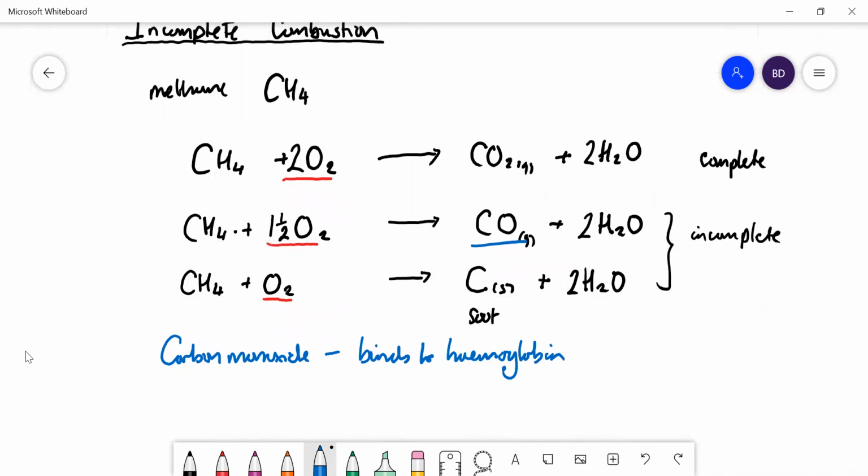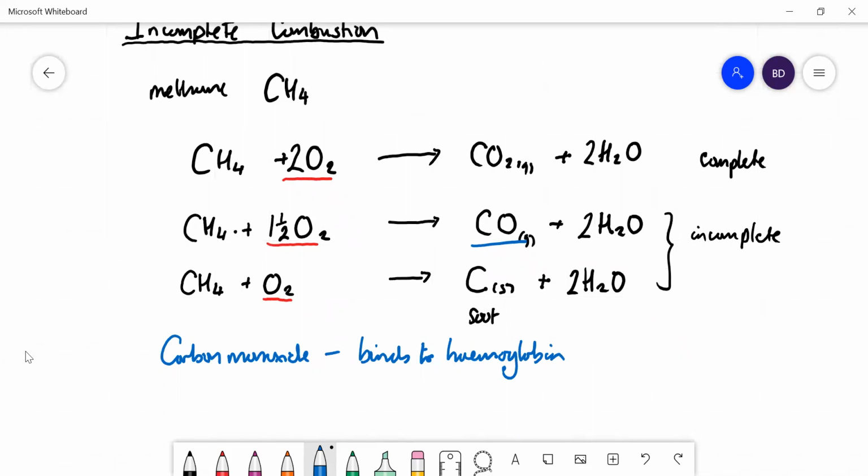So if you have a central heating boiler or something which isn't getting enough oxygen to it, it's producing carbon monoxide, it's very dangerous because that can build up in the house and it makes you feel sleepy, and you fall asleep and then you end up being poisoned and killed by it.